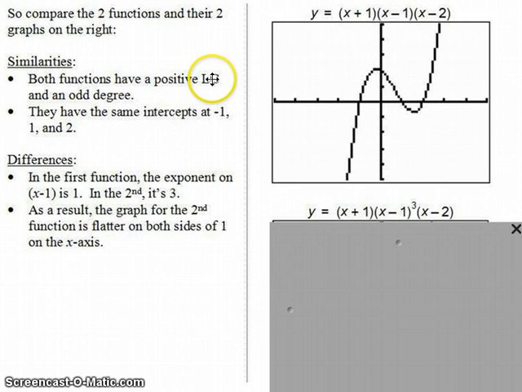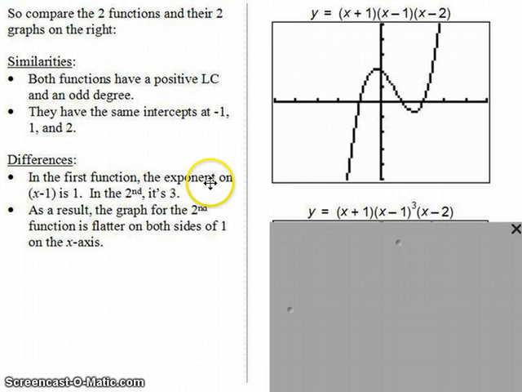Both functions have a positive lead coefficient, both have an odd degree. The degree on this one is 1, 2, 3. The degree on this one is 1 plus 3, or 4, plus another one, 5. So 5 for the degree here, 3 for the degree there. They also have the exact same intercepts, -1, +1, and 2. In both cases, -1, +1, and 2.